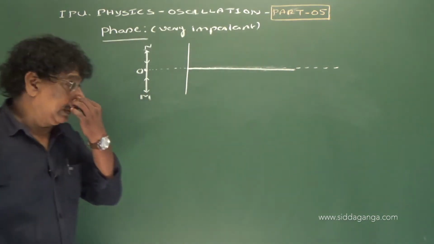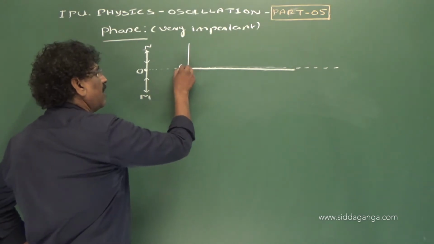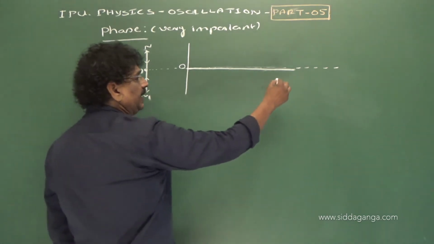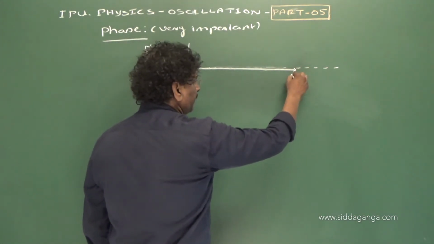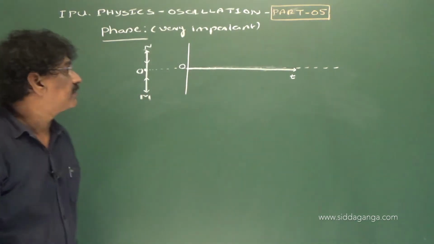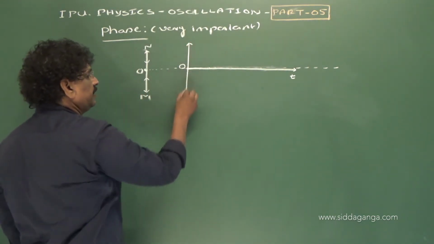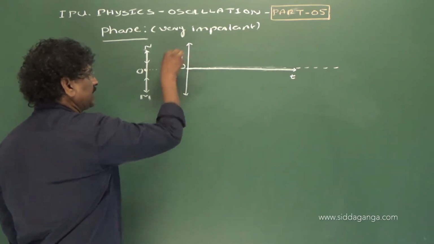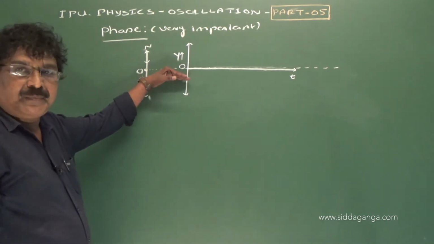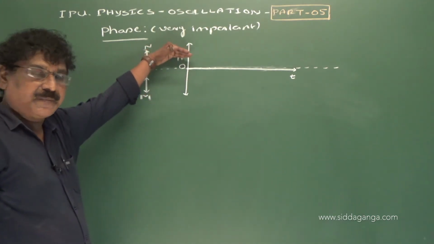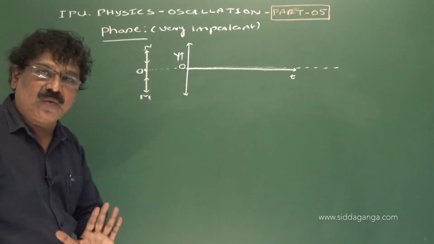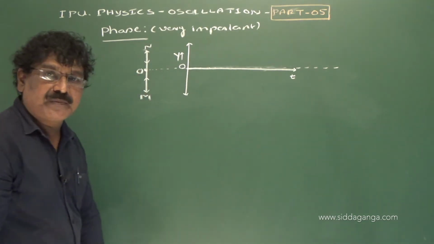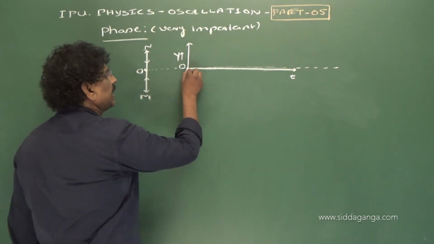Now, this is the origin O representing the mean position, and time is taken along the x-axis. The displacement y is taken along the y-axis. Above the mean position, y is positive. Below the mean position, y is negative. Now, when the particle is at O, we will obtain a curve like that.